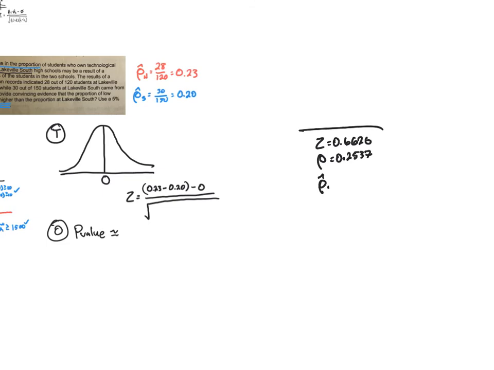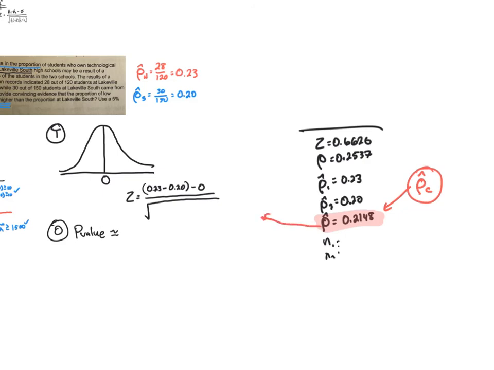It says p hat 1 equals 0.23, which we knew already. P hat 2 equals 0.20. We knew that already. It says p hat. This is our p hat combined value that it's going to give us now, 0.2148. And then it goes on, it says N1 and N2, which we already knew as well. So again, let me highlight, this p hat value is actually the p hat combined value that I want to use in that form right there.